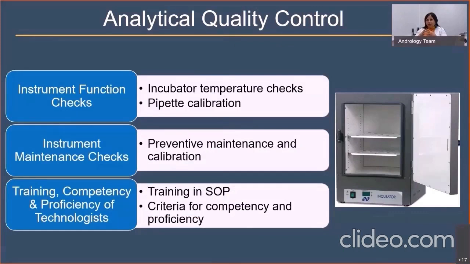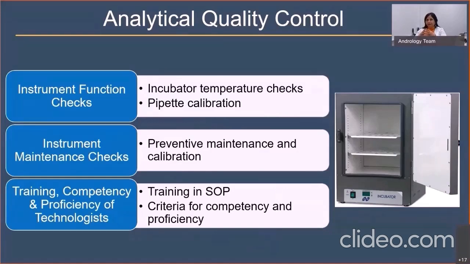Analytical quality control is the second step in the process of testing. Here, instrument function checks need to be done with the incubator, the temperature checks, the ambient temperature checks, and the pipette calibration. The most important is the training, competency, and proficiency of the technologists. The technologists are trained in the standard procedures. I provided an example earlier in my slide for the competency criteria, and they are assessed on the competency.